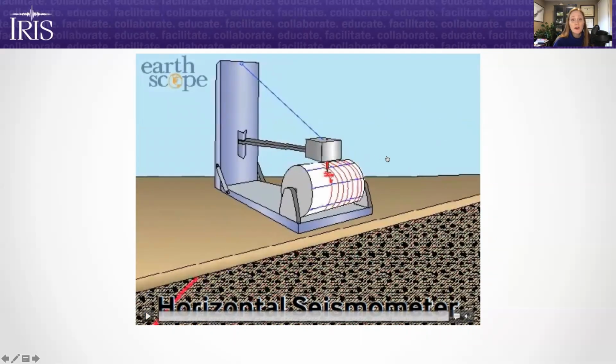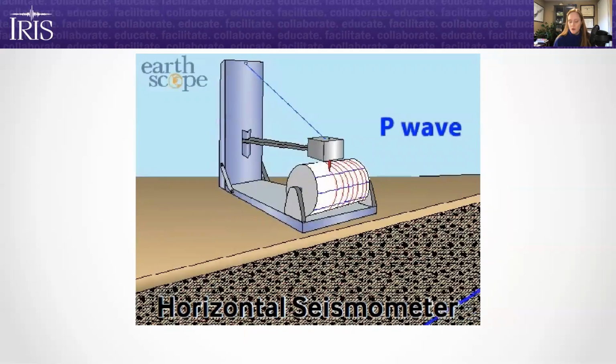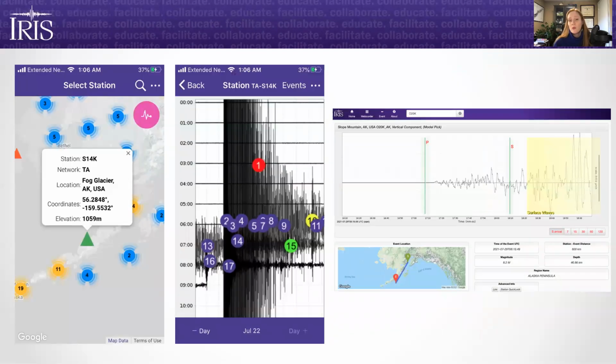Now, there's lots of different kinds of seismometers. The ones that we use for science are much more complicated and electronic, but you can build them at home. There's things called Lego seismometers. There's slinky seismometers. You can even buy some really inexpensive seismometers, or you can build them out of common household things. Go to iris.edu and type in seismometer, and you can see all of the different types of seismometers that you can build.